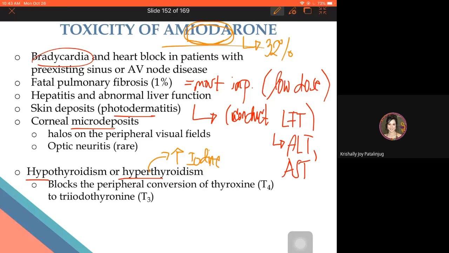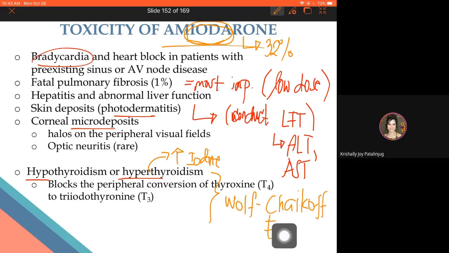Initially, there is hypothyroidism. Okay? However, kapag masyadong matagal na ang pag-take ng amiodarone, ultimately ang effect is hyperthyroidism. Ang tawag dyan sa condition na yan is that amiodarone induces the condition called Wolff-Chaikoff effect. Ayan. Again, may mangyayaring iodine alteration caused by amiodarone. So, taken all together, these are the adverse effects caused by amiodarone.